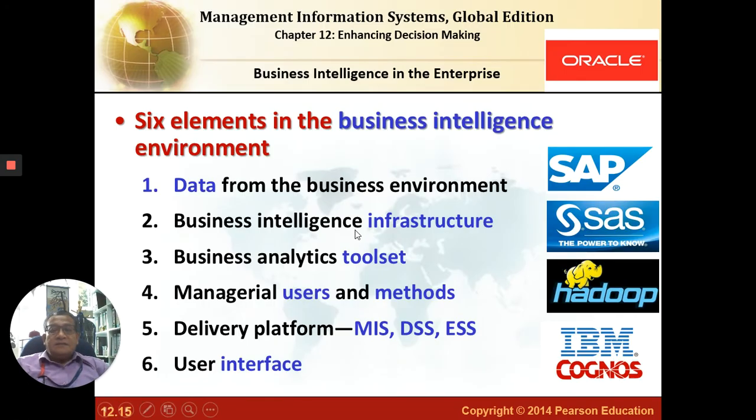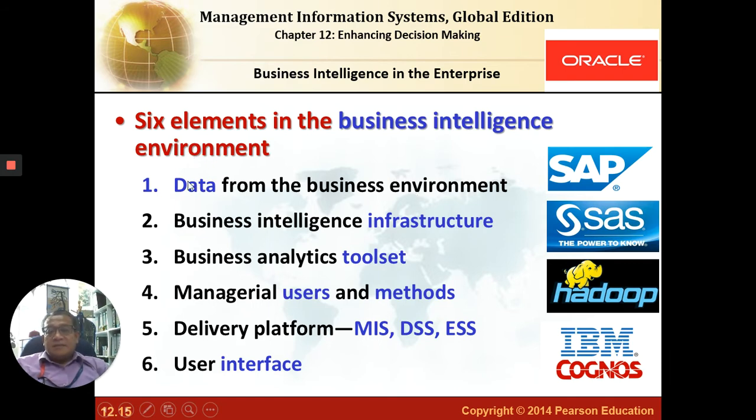So there are six elements of business intelligence in the business intelligence environment. For business intelligence in an organization, normally you can analyze it using many types of software, for example, Oracle, SAP, SAS, or Hadoop, or even Cognos by IBM. These are all software to execute business intelligence in the organization.